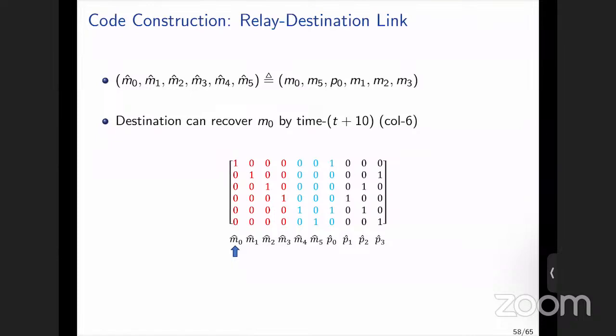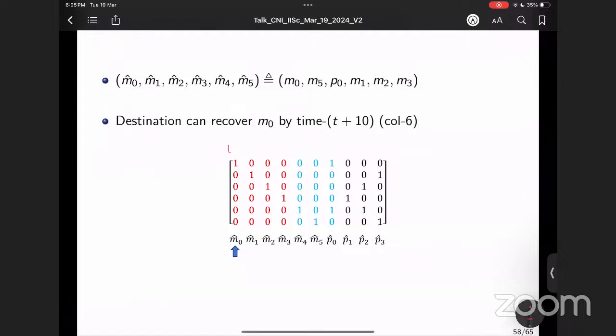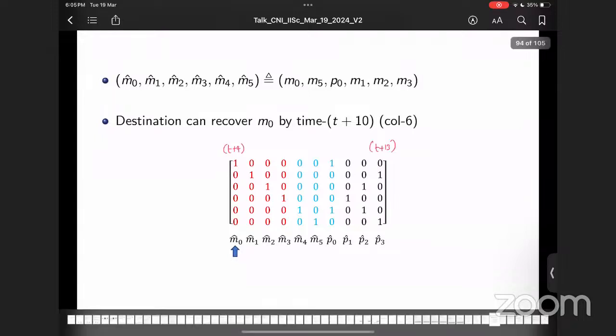Now let's look at a burst which is starting at time t plus 4. If you remember, this corresponds to time t plus 4, and this corresponds to time t plus 30. The burst spans time slots t plus 4, t plus 5, t plus 6, t plus 7. I'm talking about a burst in the second link, the relay to destination link, which means all the red columns are taken out.